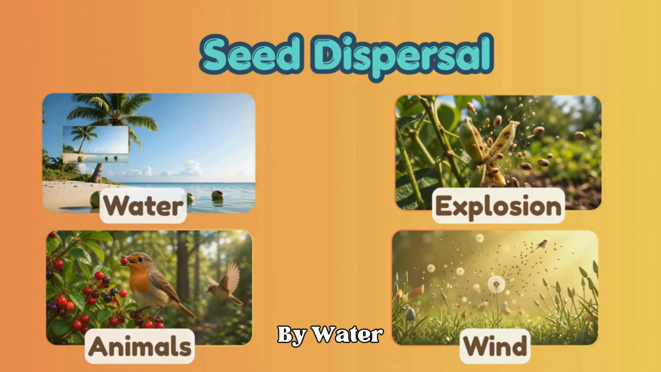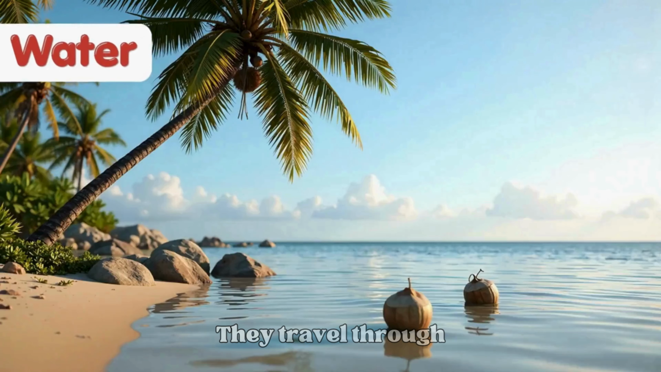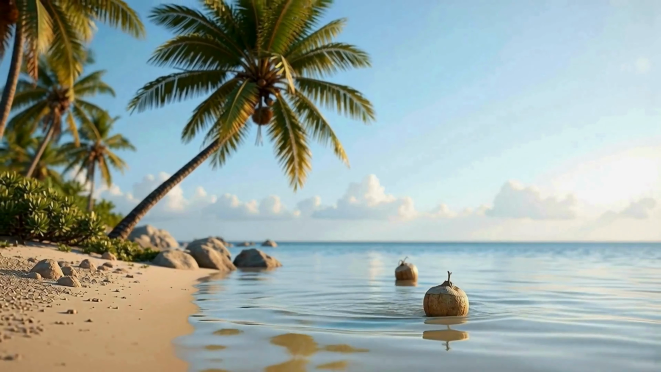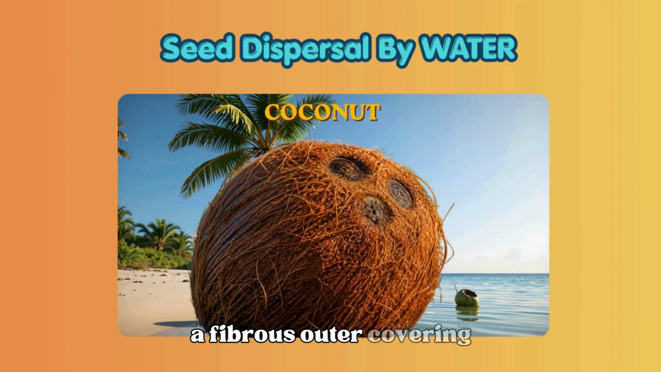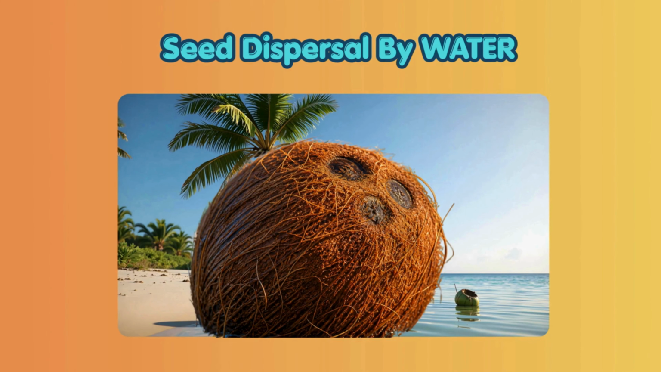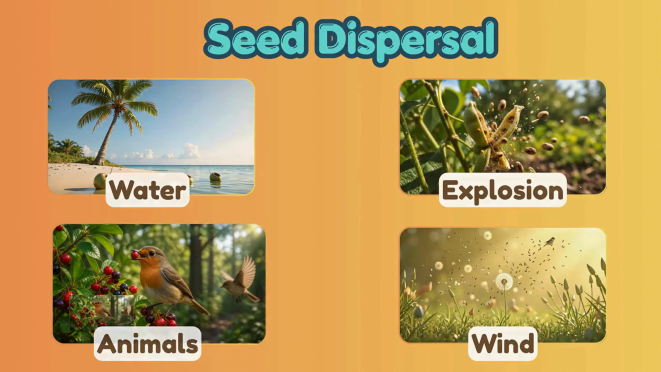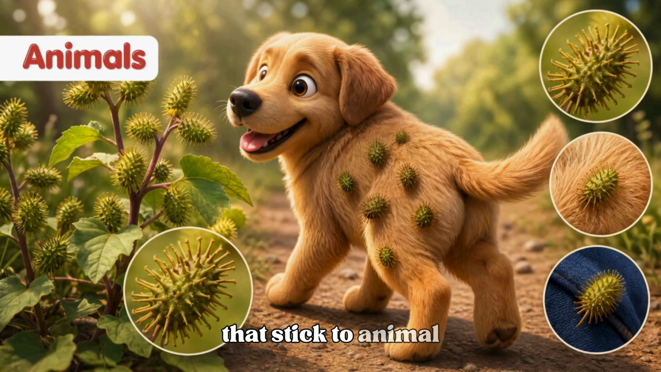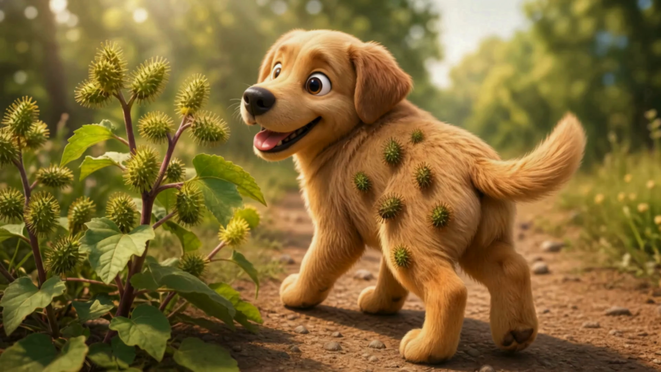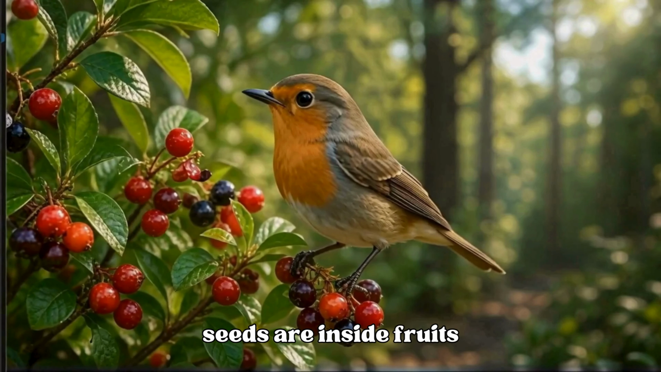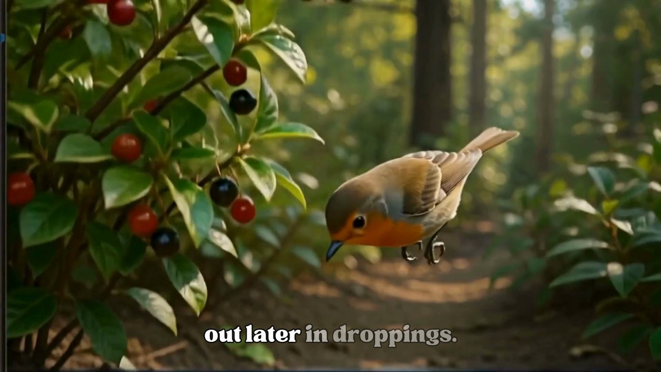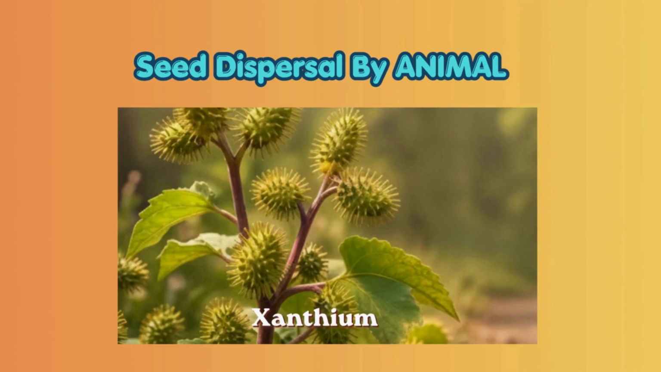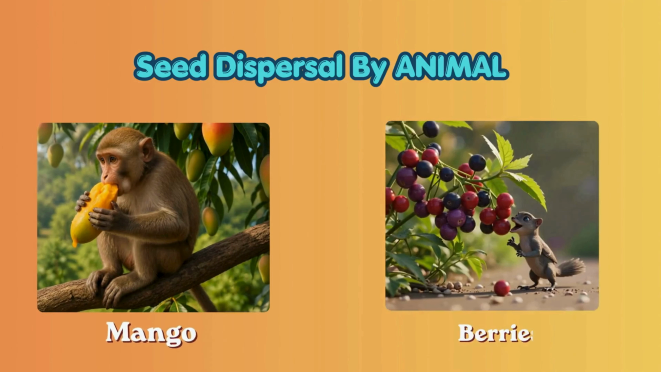By water. Some seeds can float on water. They travel through rivers or seas to new places. Example: coconut has a fibrous outer covering that helps it float. By animals. Some seeds have hooks or spines that stick to animal fur or clothes. Some seeds are inside fruits that animals eat. The seeds come out later in droppings. Examples: xanthium. Mango, berries, eaten by animals.